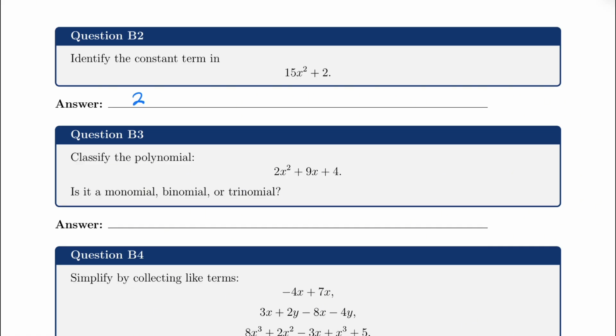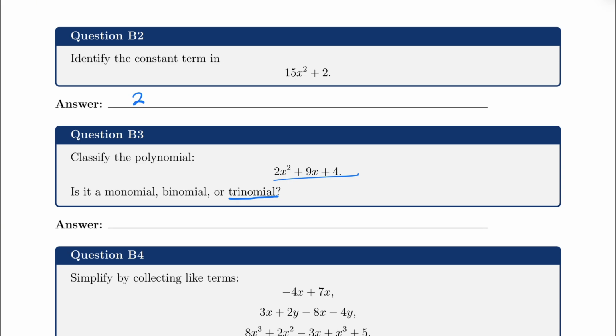Let us go ahead and classify the polynomial 2x squared plus 9x plus 4. Is this a monomial, binomial, or trinomial? Okay, so obviously this is a trinomial. Why? Because it is a polynomial which is a sum of 3 terms. A binomial is a polynomial of 2 terms, and a monomial is just 1 term.